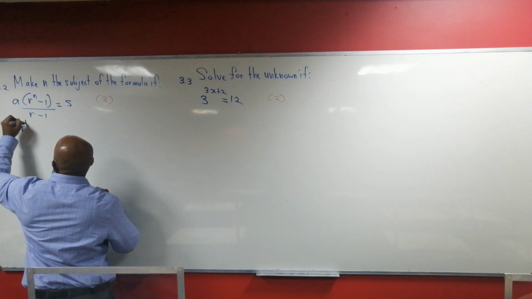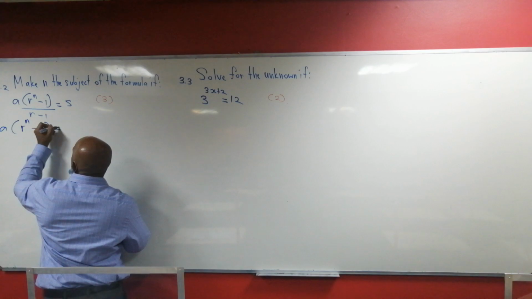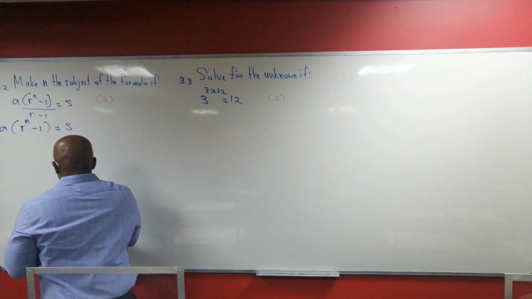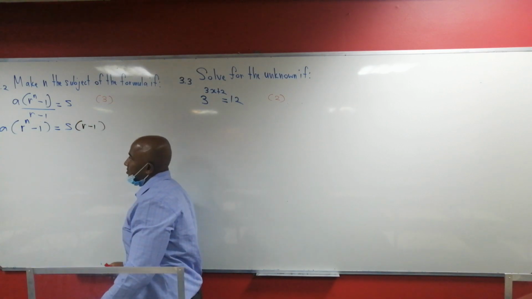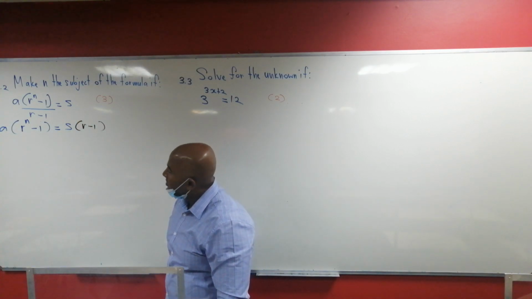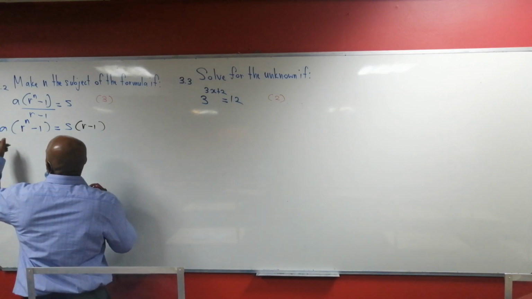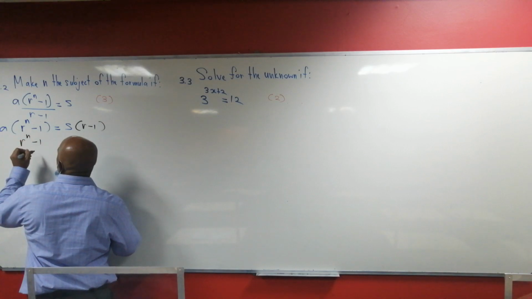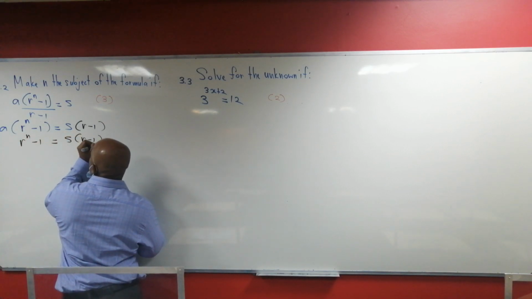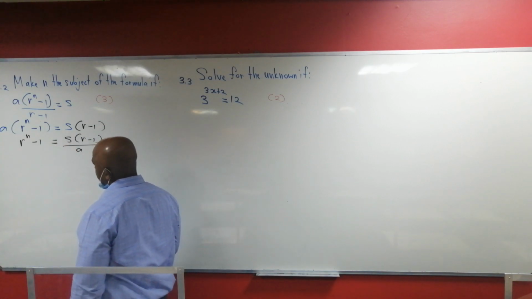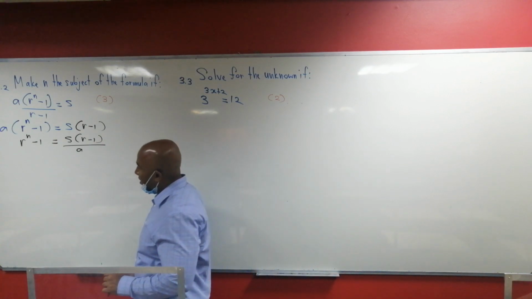So I've got r to the power n minus 1 times a is equal to s multiplied by r minus 1. It's like cross multiplying, you can see that. So now r to the power n minus 1 is equal to s times r minus 1 all divided by a, because a is being multiplied there, so I divide it.